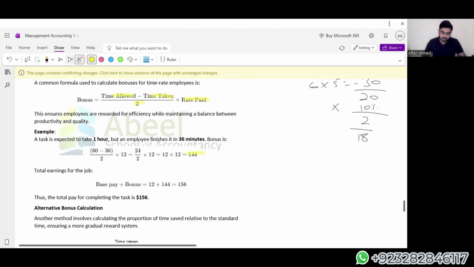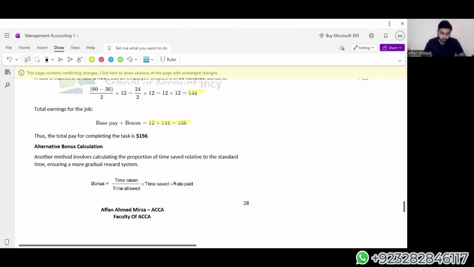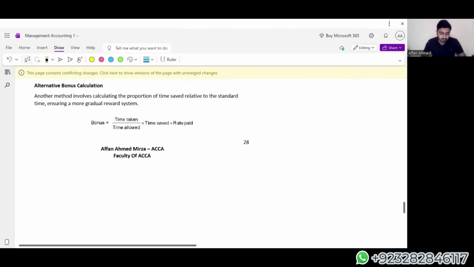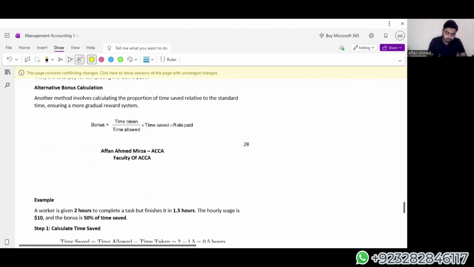Now the bonus is equal to 12, the bonus that we're going to pay, plus 144, the payment for time saving, and 156 is the amount that we're going to pay him in turn. Now alternative bonus calculations can be like this. Another calculation involves the proportion of the time saved: time taken divided by time allowed into time saved into rate paid. So let's apply this formula.